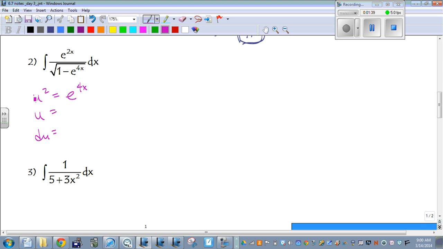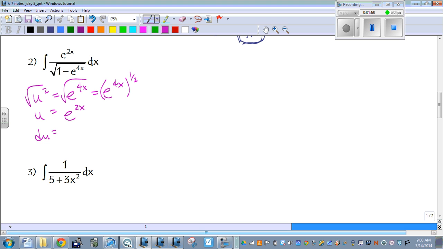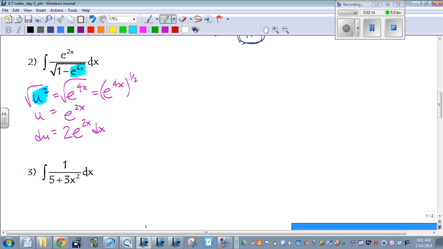E to the 2x, right? If we take the square root of this, that's the same as raising to the 1/2 power. So when we take the square root, it's like raising to the 1/2. Basically, we take 1/2 times the exponent, and we get e to the 2x. And then what's the derivative of e to the 2x? E to the 2x times the derivative of 2x, which is 2.